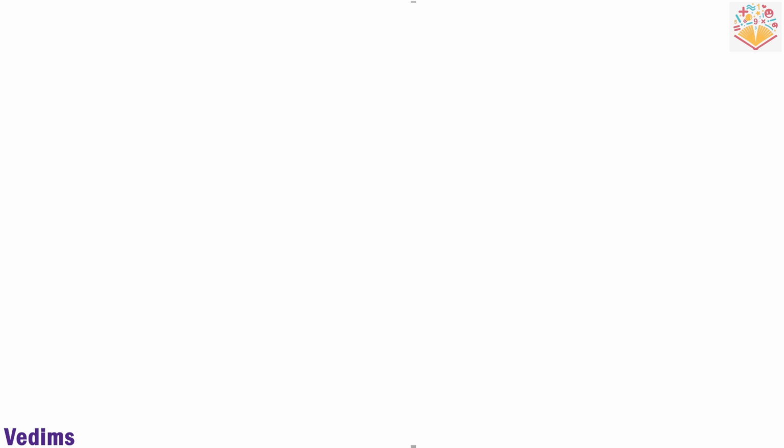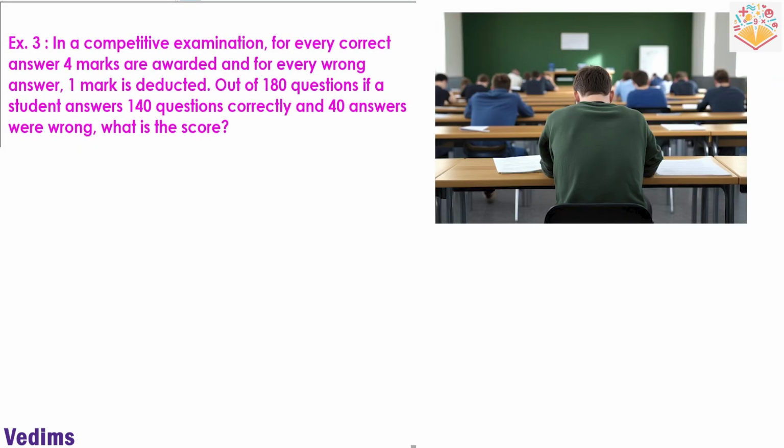Let us take another example, example 3. In a competitive examination, for every correct answer, 4 marks are awarded, and for every wrong answer, 1 mark is deducted. Out of 180 questions, if a student answers 140 questions correctly and 40 answers were wrong, what is the score? The solution will be like this.